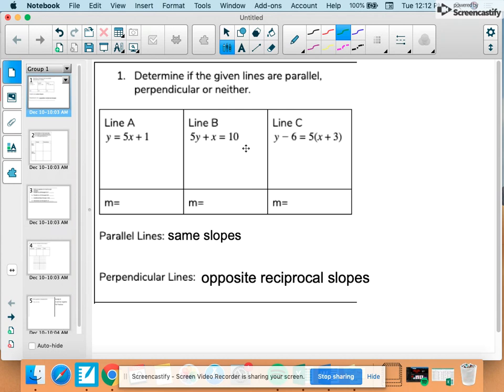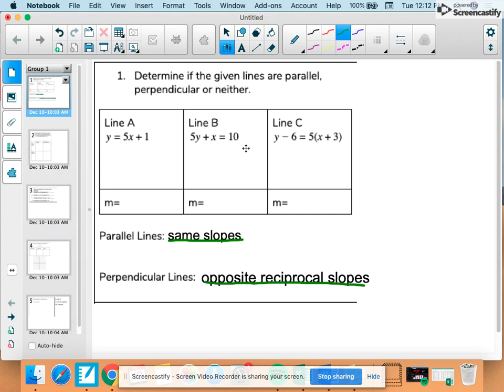So for the first problem, it says determine if the lines are parallel, perpendicular, or neither. So remember, when we're determining parallel or perpendicular, we're looking at the slopes. If they have the same exact slope, the lines are parallel. If they have opposite reciprocal slopes, then the lines are perpendicular. If the lines are in slope-intercept form or point-slope form, then we can just pull the slope right out. If not, we have to solve and get it in slope-intercept form.